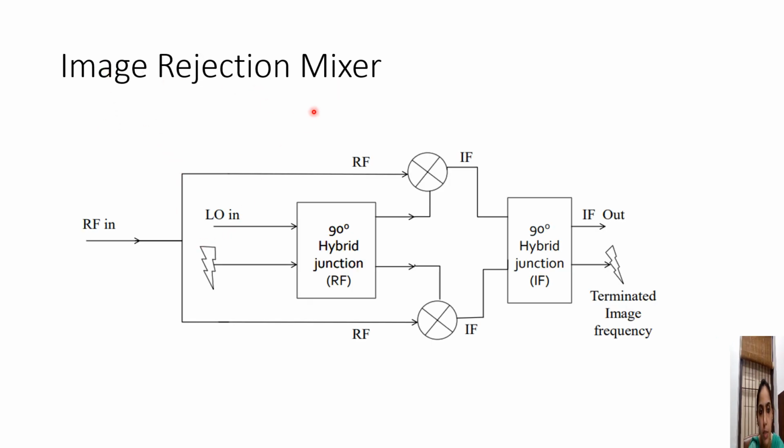Now another type is the image rejection mixer. In an image rejection mixer, we divide the RF input into two and give it to the diode mixers. The local oscillator input is first given to a 90-degree hybrid junction, which causes a 90-degree phase shift between the two local oscillator signals applied to the diode mixers. The output we get at these diode mixers is further subjected to a 90-degree hybrid junction, and at the output we take only the desired IF, and the image frequency is terminated.